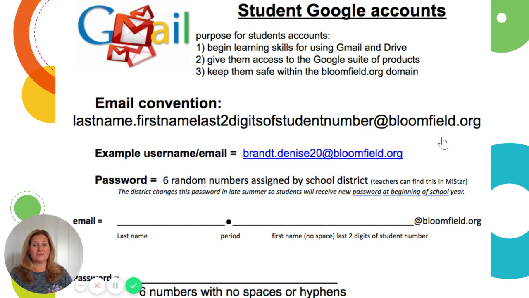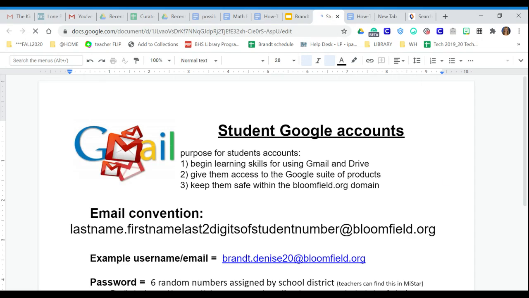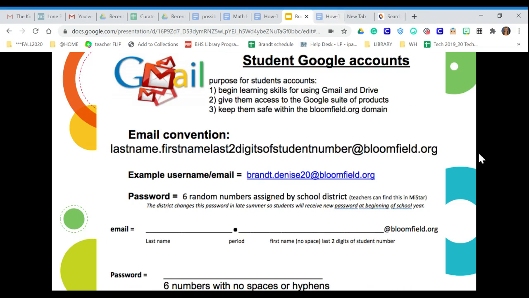I wanted to show this to you so that you could see what their username would look like and how it's organized. This configuration shows the student's last name, a period, their first name, then the last two digits of the student number, and then @bloomfield.org. Students can only exchange emails with people involved with the Bloomfield Hills domain organization. You will find your student's username and password in the MyStar component, or it will be given to you by your teacher.